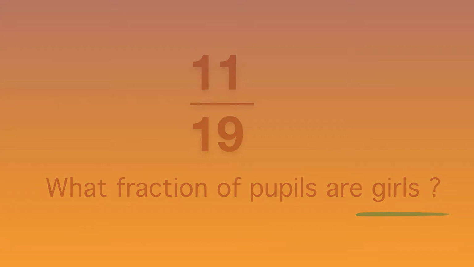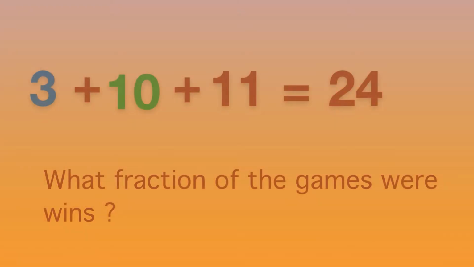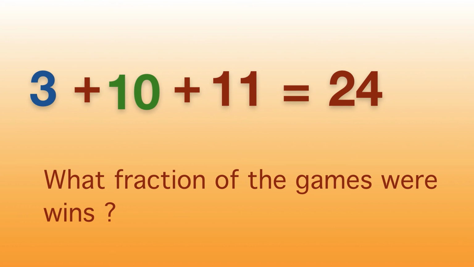Sometimes there are more than 2 parts to the ratio. For example, let's say in a tournament, the number of wins, draws, and losses were in the ratio 3 to 10 to 11. What fraction of the games were wins? Again, pay attention to the order of wins, draws, and losses in the question. That corresponds to the numbers in the given ratio. So 3 parts are the wins, 10 parts are the draws, and 11 parts are the losses. So adding them up, 3 plus 10 plus 11 gives a total of 24 parts. That's the total parts of the ratio.